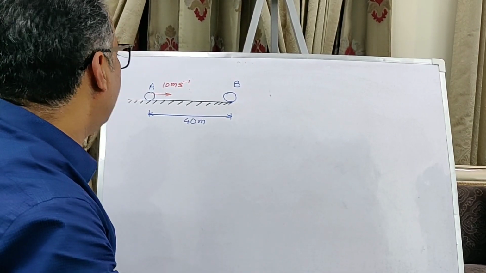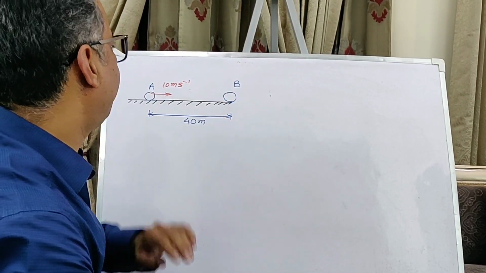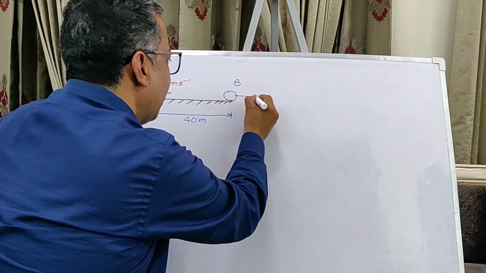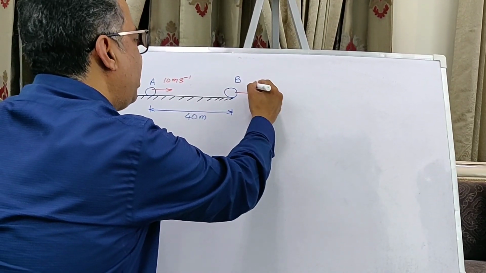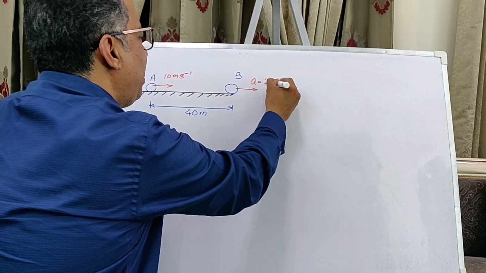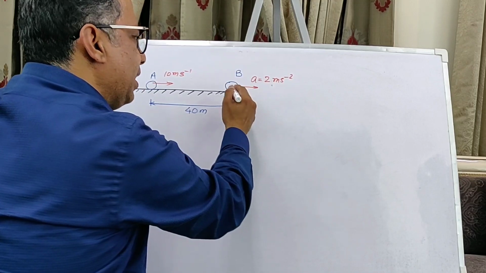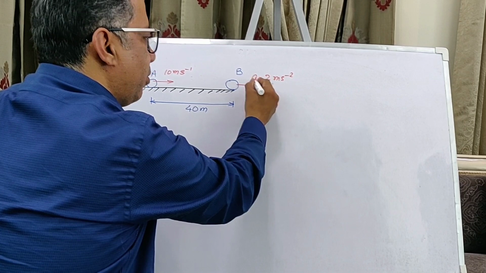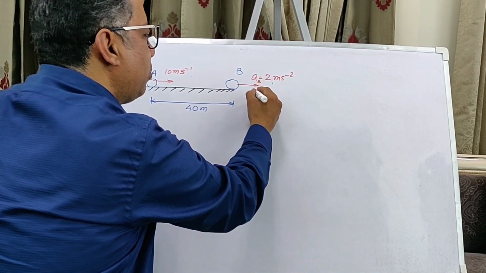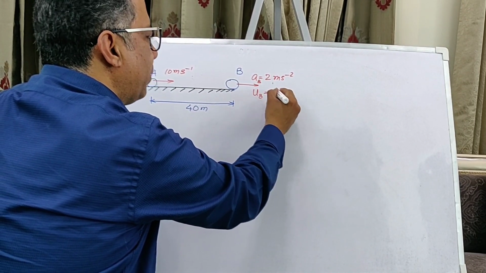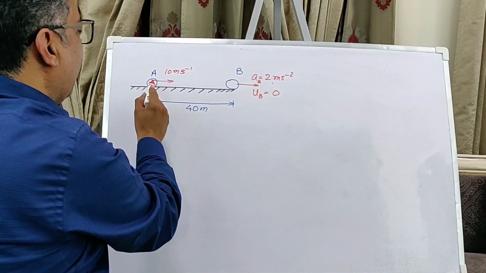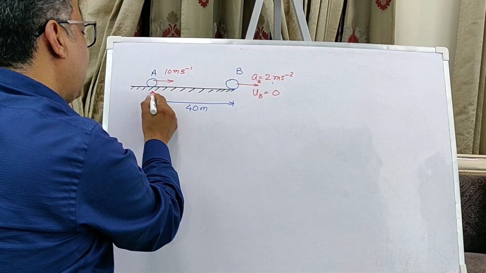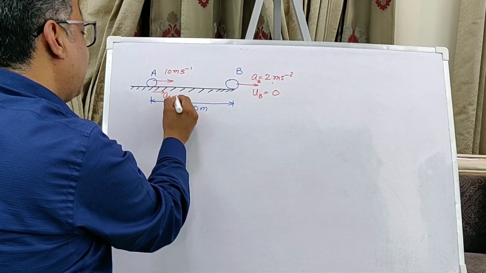At the same instant, B starts moving in the same direction with an acceleration of 2 meter per second square, and since I'm saying it starts moving, its velocity initially is 0. So acceleration of B is 2 meter per second square, initial velocity of B is 0. Initially velocity of A is 10 meter per second, and it has a 0 acceleration.